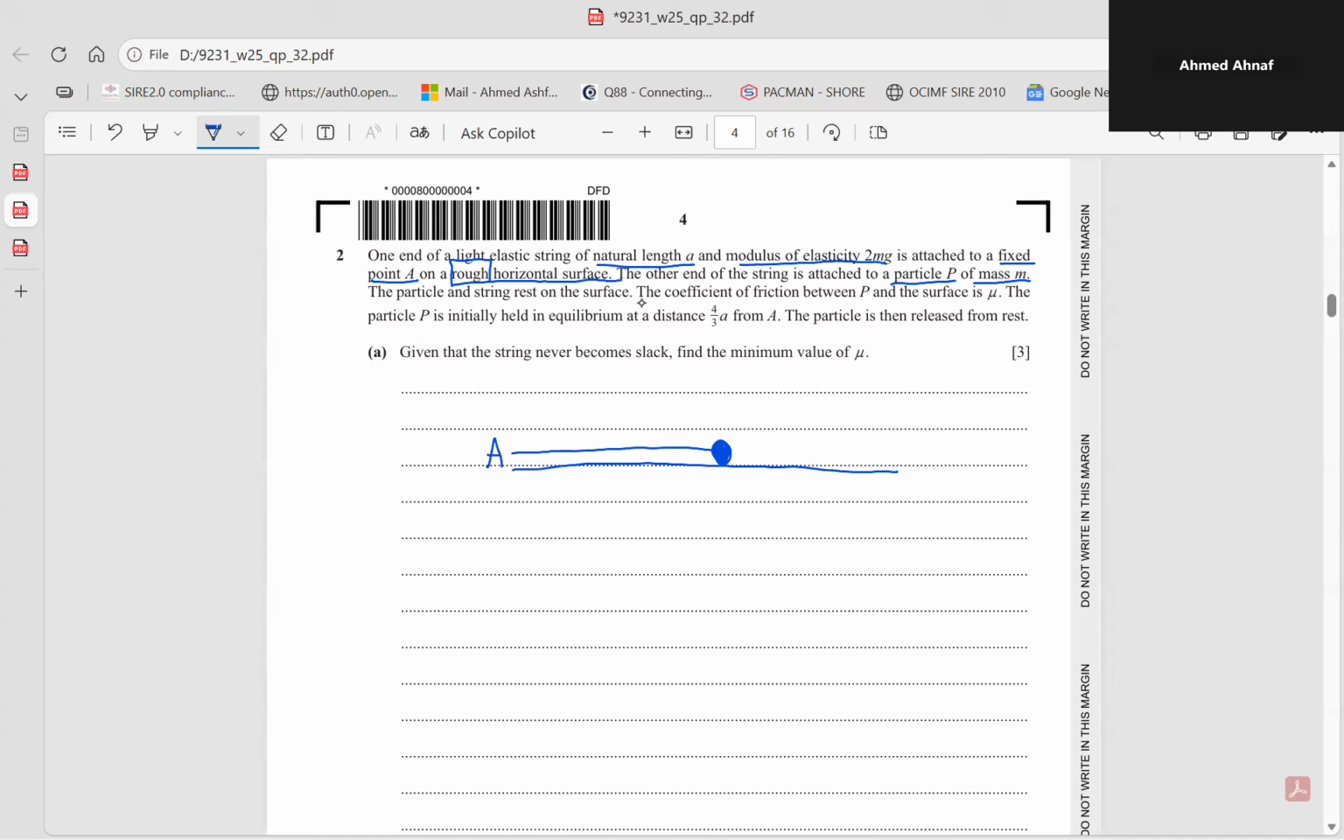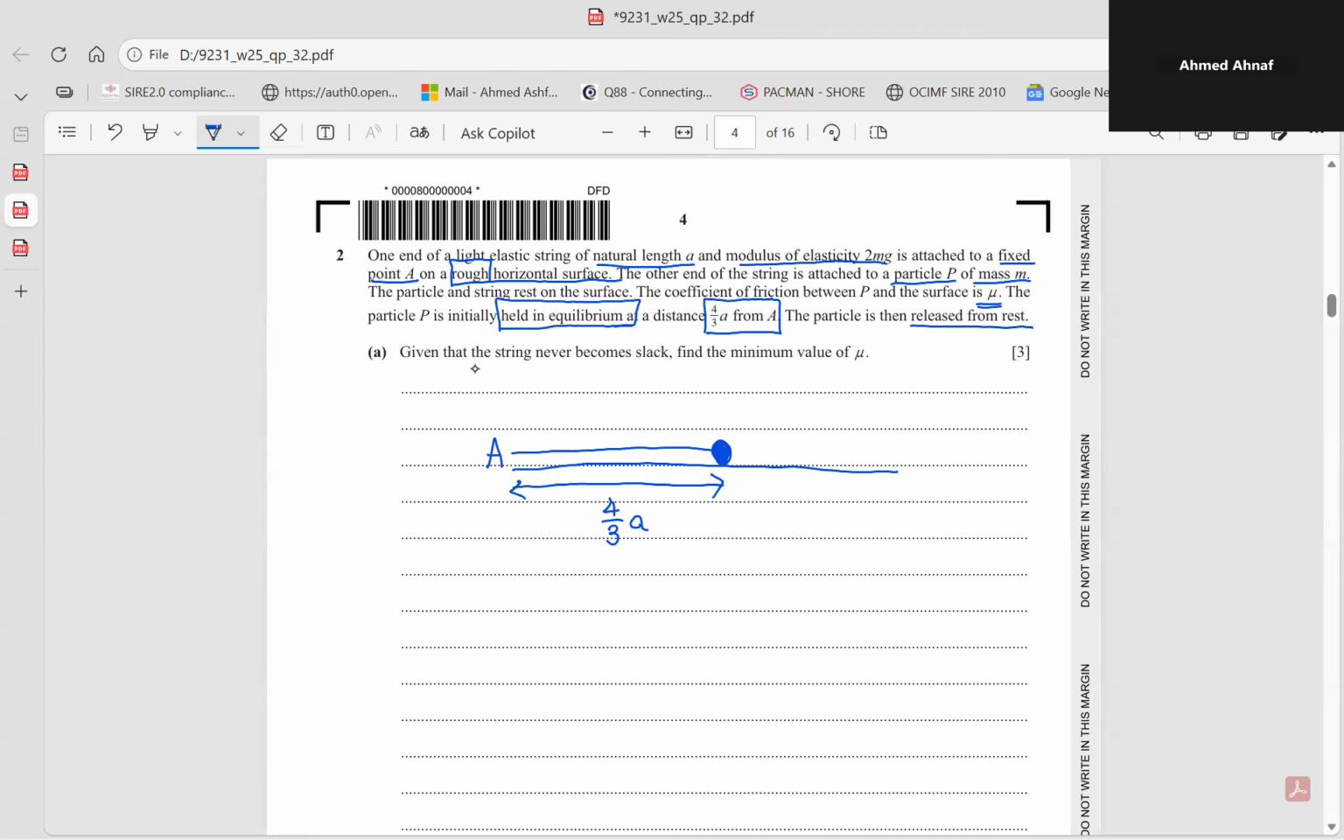The particle and string rest on the surface. The coefficient of friction between P and the surface is mu. The particle P is initially held in equilibrium at a distance 4/3a from A. So that means the length of this string has to be 4/3a, where it's at equilibrium, and all the forces acting on it are balanced. And then after that, the particle is released from rest. So that's what we're told.